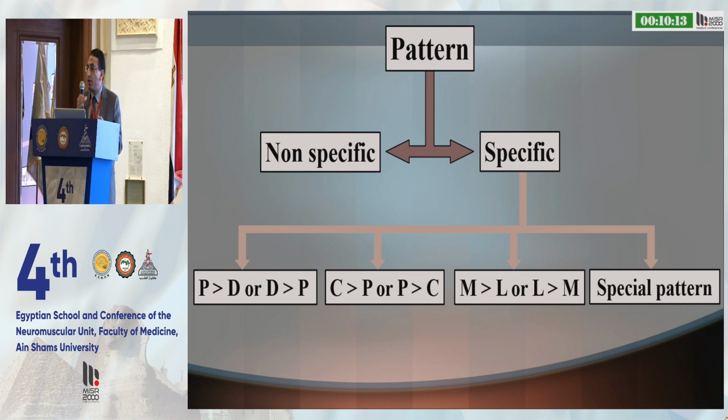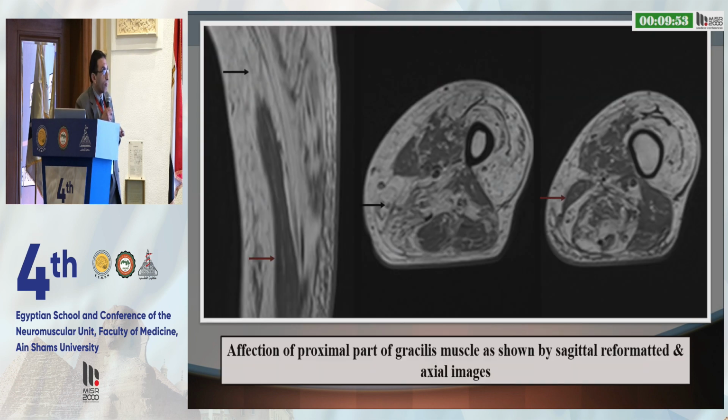The proximal part of the muscle is affected more than the distal, or the reverse, or the central part of the muscle is more affected than its periphery or the reverse, or the medial part of the muscle is affected more than its lateral part or the reverse, or there is a special pattern with special signs, which we'll show, or the pattern is non-specific within the muscle.